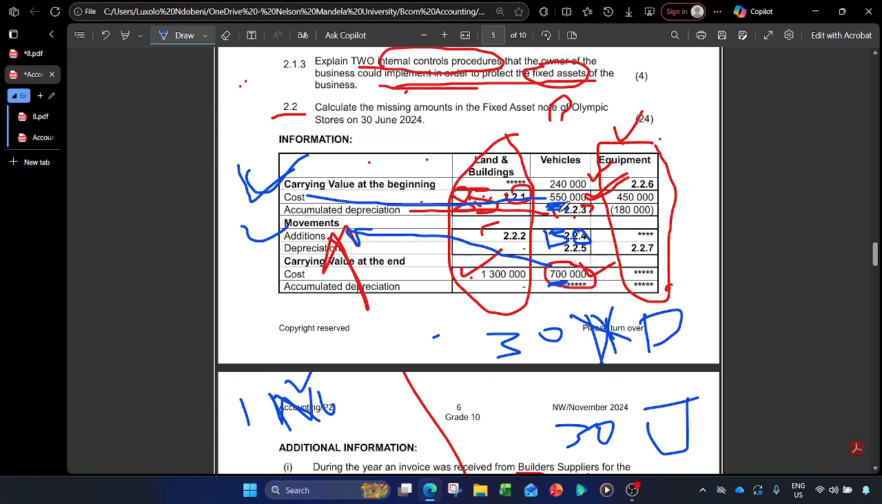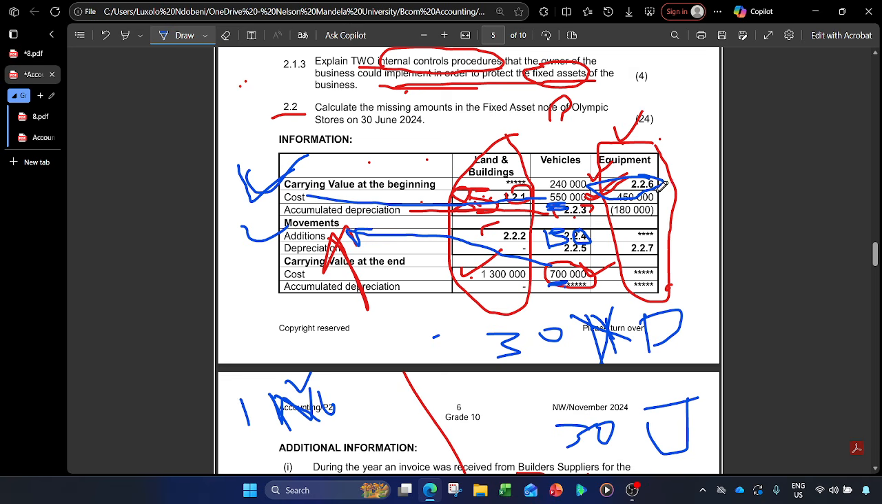So we move now to 2.2.5. No, which one? We were doing 2.2.5. We moved to 2.2.6. Now we are on the equipment. We are done with the land and the vehicle, and I think that was a good explanation and understanding between the two that I made, right?